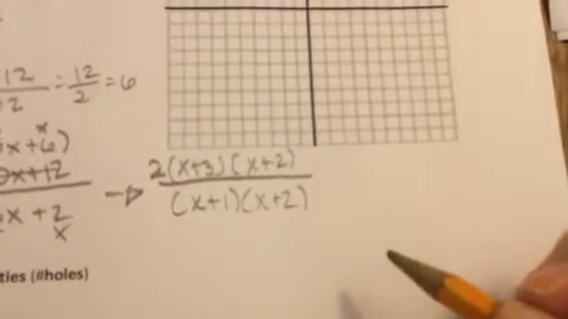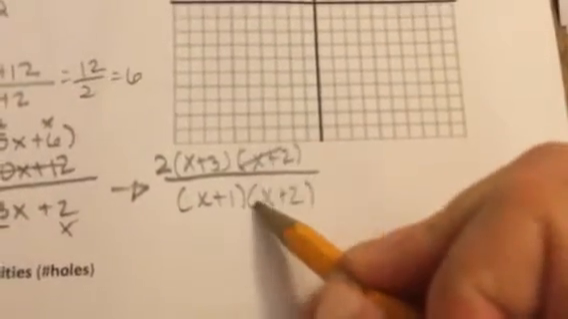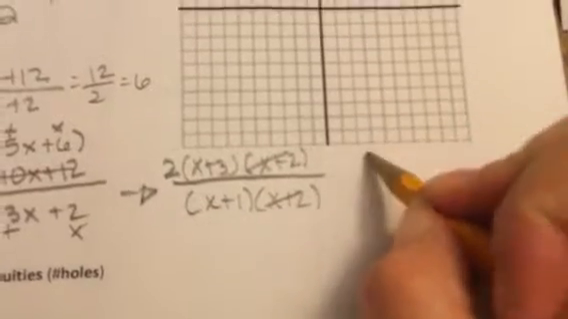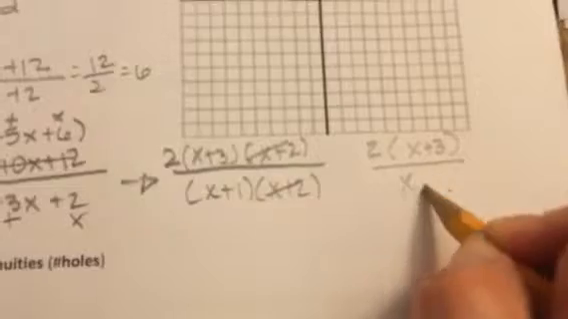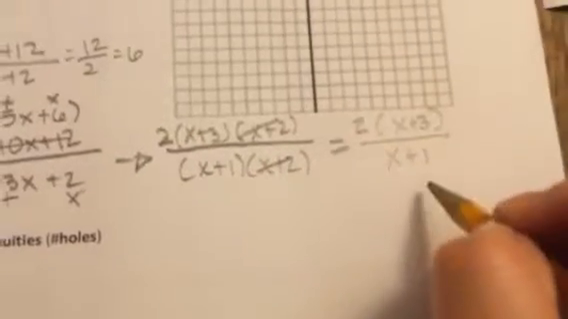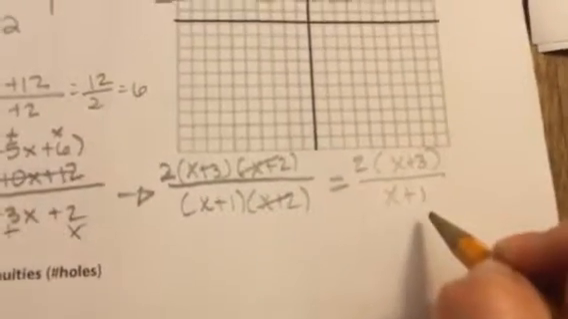And to simplify it, again, you have to cross off what they have in common, which is the top and the bottom. So now I get 2 times x plus 3 over x plus 1. So this is what you want to use. This is what we want to use right here.